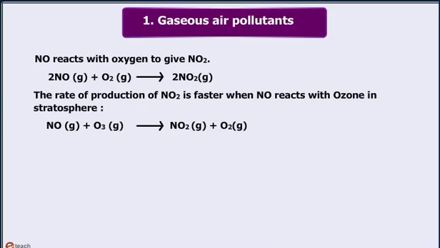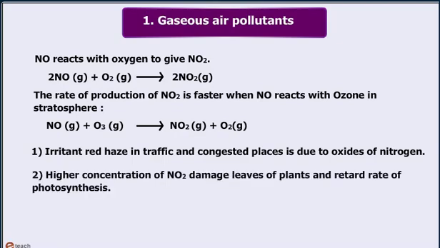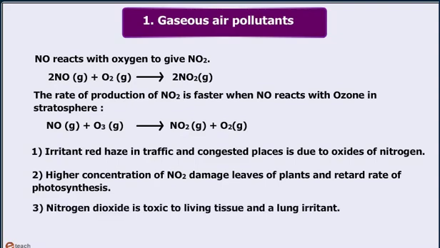Now let us study the harmful effects of oxides of nitrogen. Irritant red haze in traffic and congested places is due to oxides of nitrogen. Higher concentration of NO2 damages leaves of plants and retards the rate of photosynthesis. Nitrogen dioxide is toxic to living tissue and a lung irritant. It is harmful to textile fibers and metals.